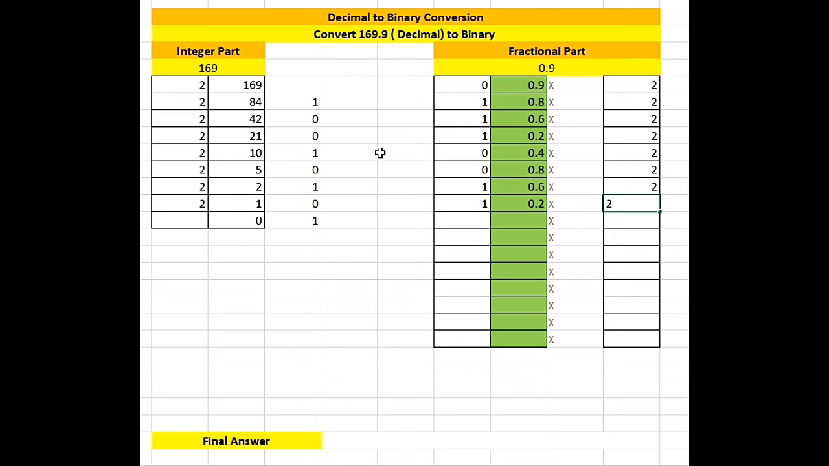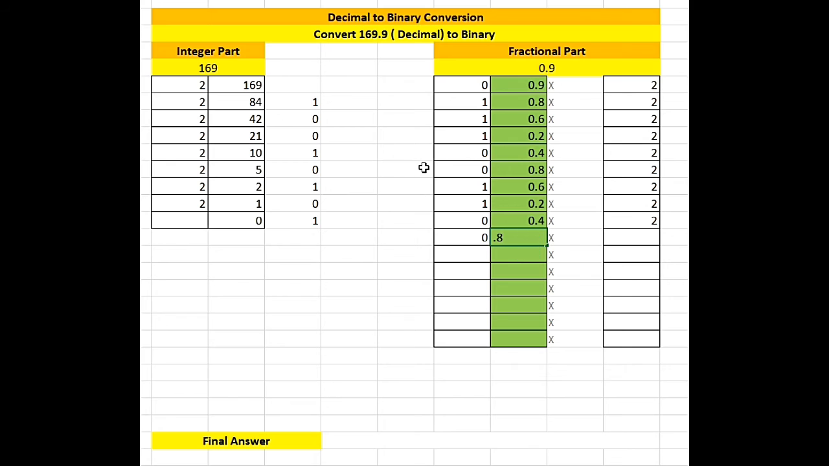This 0.2 again getting multiplied with 2 gives us a value of 0.4. 0 goes here, right? And 0.4 goes here. 0.4 again getting multiplied with 2 gives us 0.8. So 0 goes here and 0.8 should be written here.